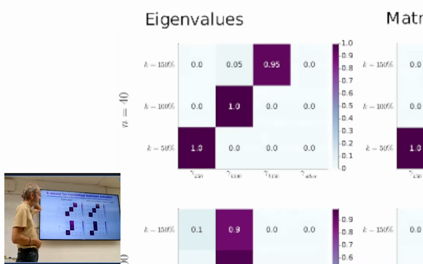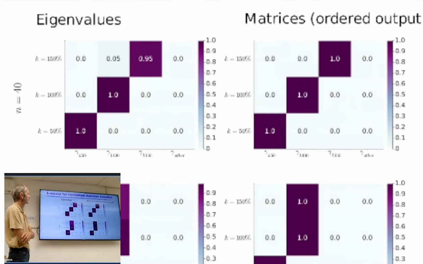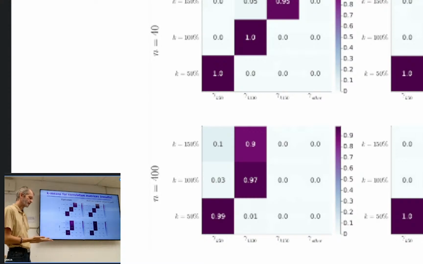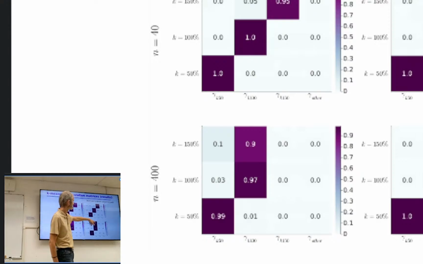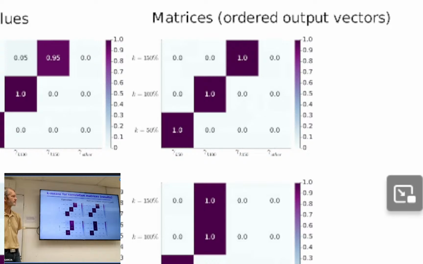In this plot, we tried two different things. On this side, we use the eigenvalues for the clustering. So for each correlation matrix, we calculate the eigenvalues and look whether they are different or similar. And on this side, we really compare the matrices as such. But the results are practically the same.